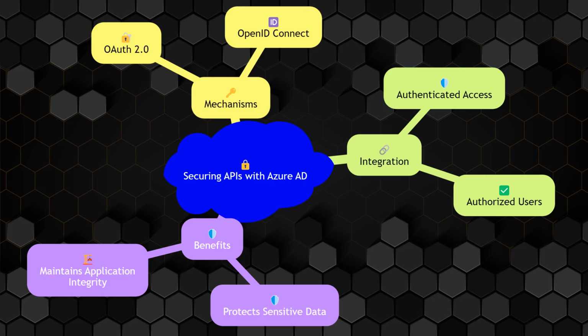APIs are a critical component of modern applications, and securing them is essential. Azure AD provides several mechanisms to secure APIs, including OAuth 2.0 and OpenID Connect. By integrating Azure AD with your APIs, you can ensure that only authenticated and authorized users can access them. This helps in protecting sensitive data and maintaining the integrity of your applications.